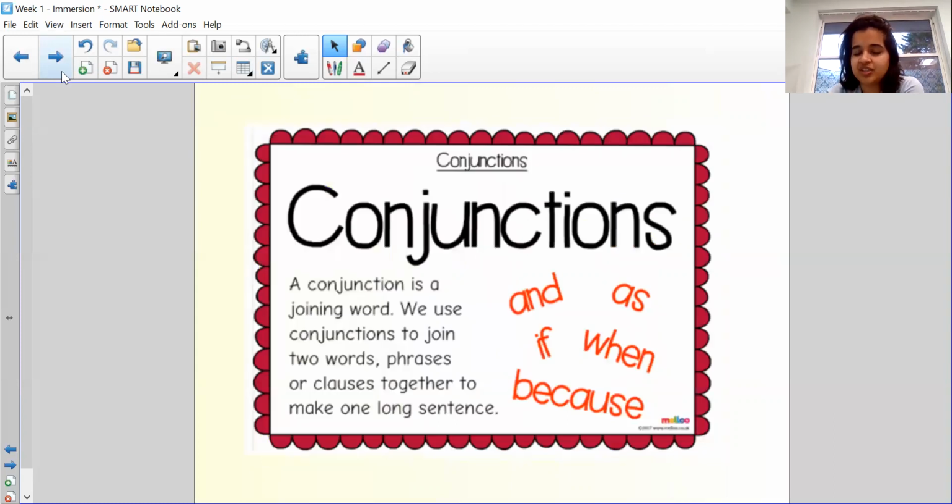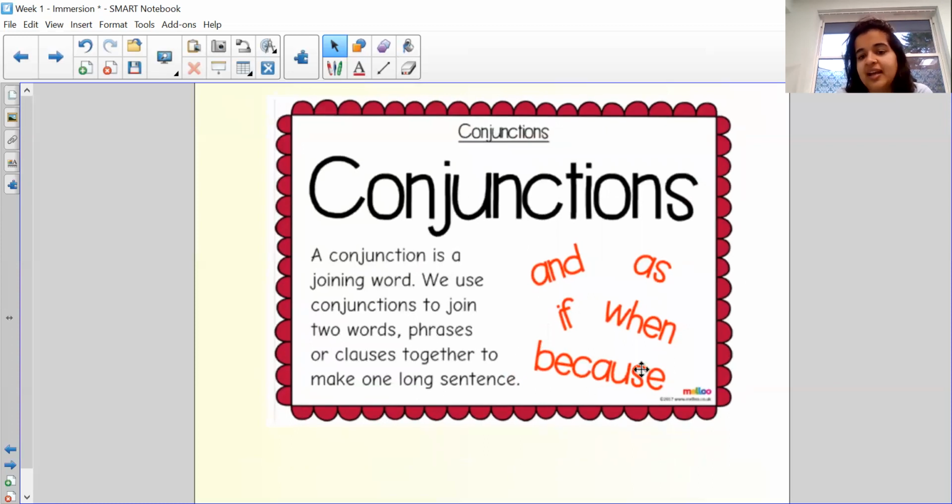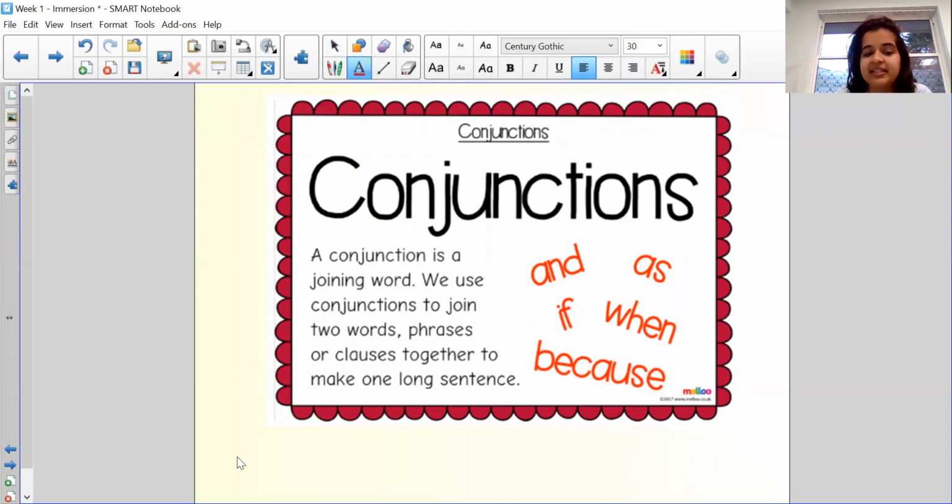And finally, conjunctions. Now, I know you've heard me say this loads of times. A conjunction is a joining word. We use conjunctions to join two words, two phrases, or two clauses together to make one long sentence. Examples of conjunctions are and, if, as, when, because, okay? You're joining two ideas together.